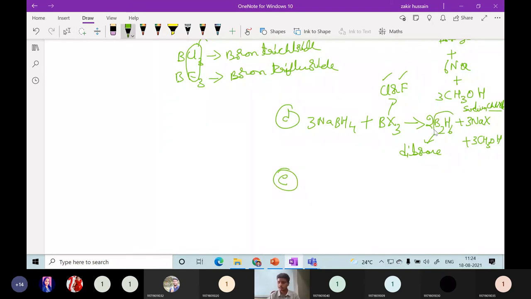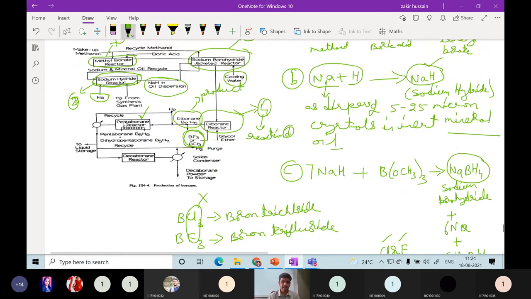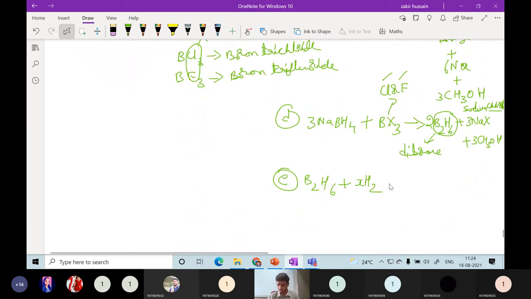Whatever diborane is formed, B2H6, will be reacted with X molecules of hydrogen, which will be supplied here, and it will form Y molecules of pentaborane, B5H9, plus Z molecules of B5H11. B5H11 is also pentaborane, and B5H9 is also pentaborane. Pentaborane 9 we will call this one, and pentaborane 11 we will call this one.